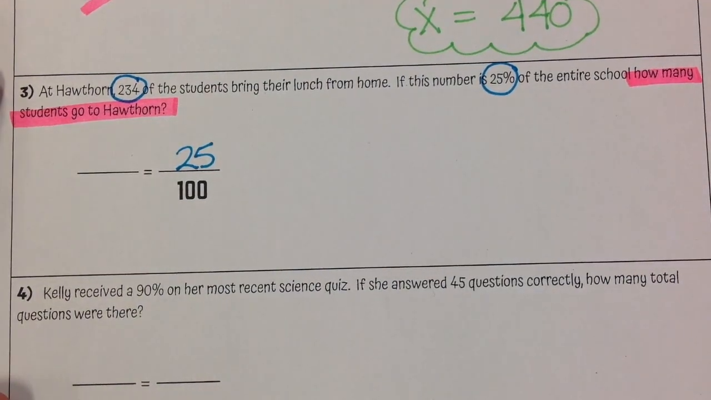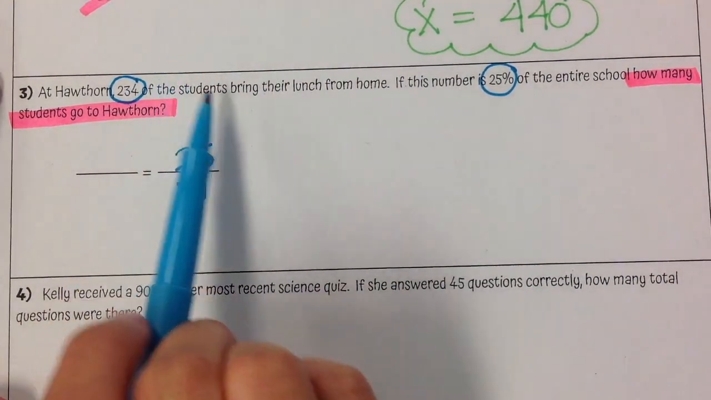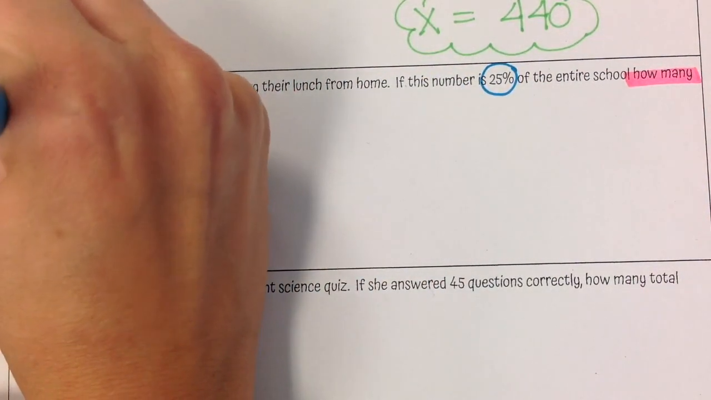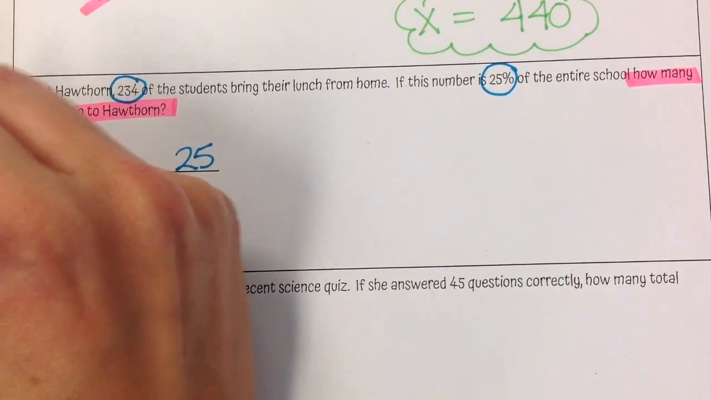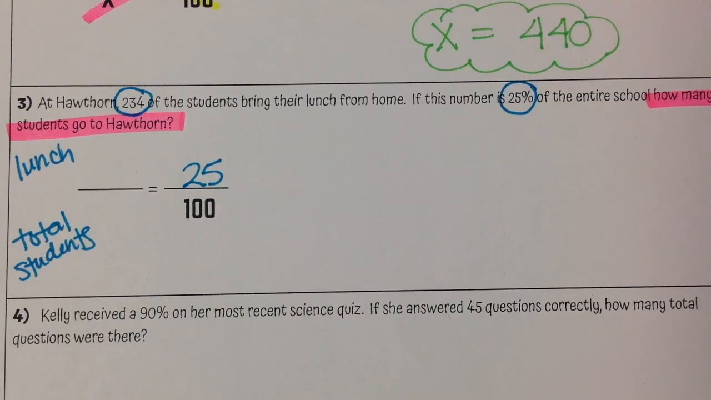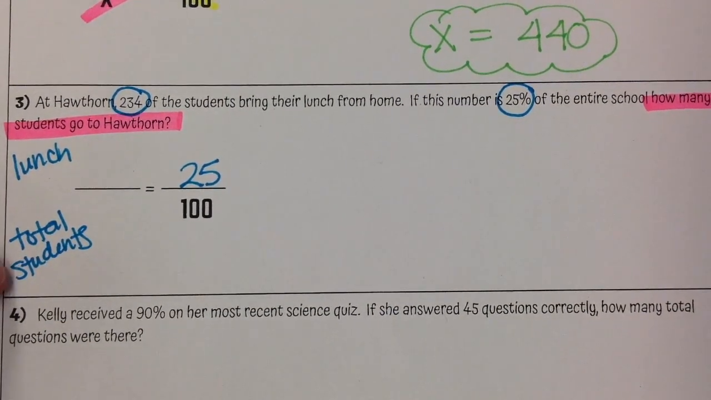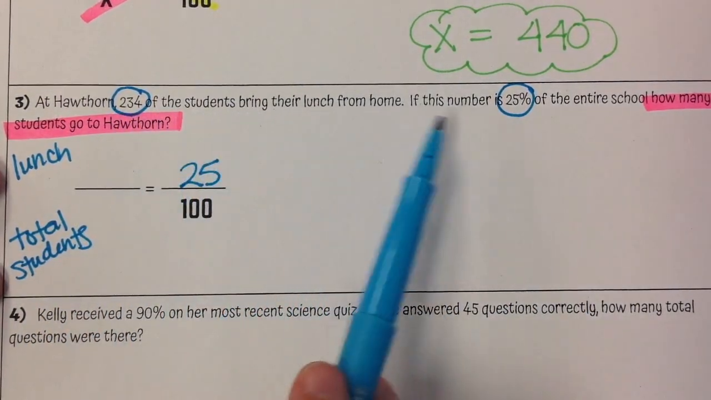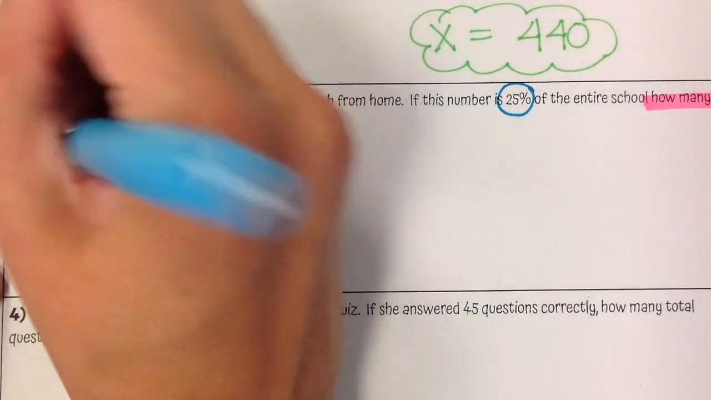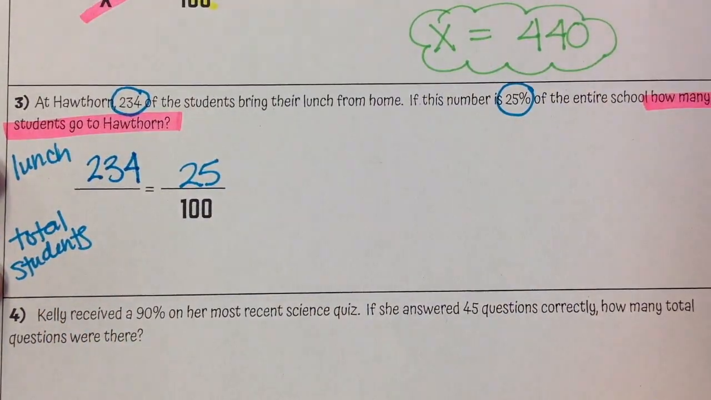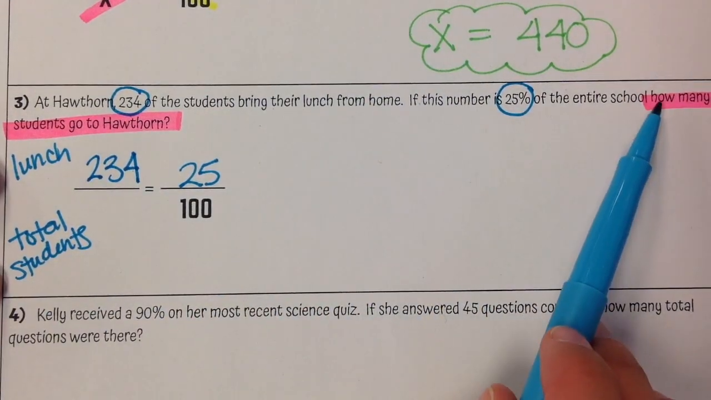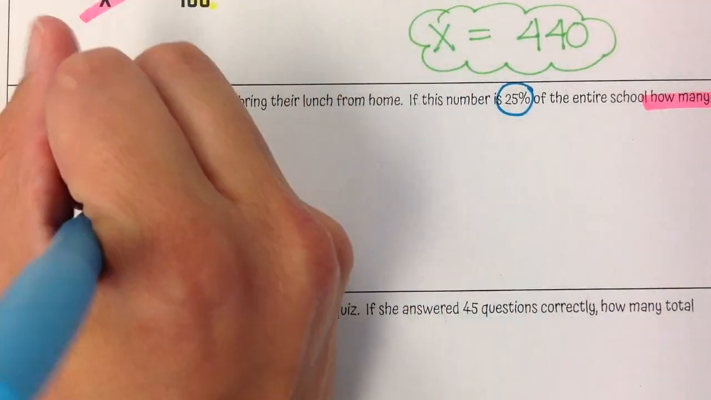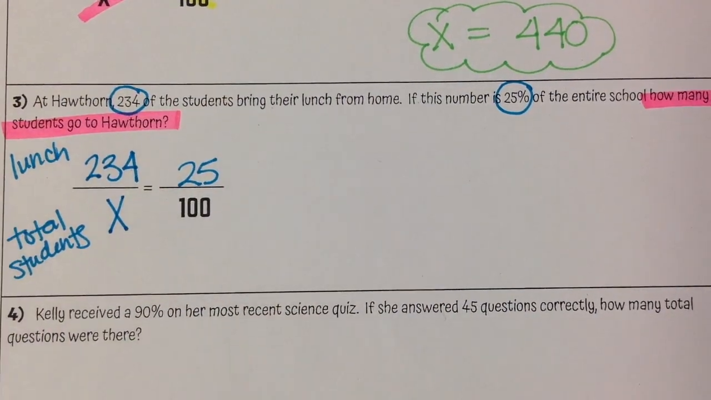So, what two things are we comparing? We are comparing students that bring their lunch to all of the students. So, lunch to total students. Some people bring their lunch, but not everyone. So that's the part, and that is the whole. This 234 is referring to the students that bring their lunch, which is part of the students, not all of the students. So that's going on top. And then the question says, how many students go to Hawthorne? That's the total. We don't know how many. That's what we're solving for.